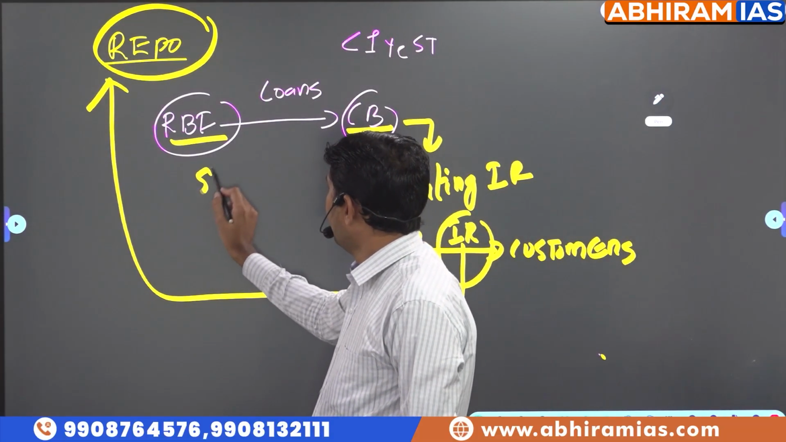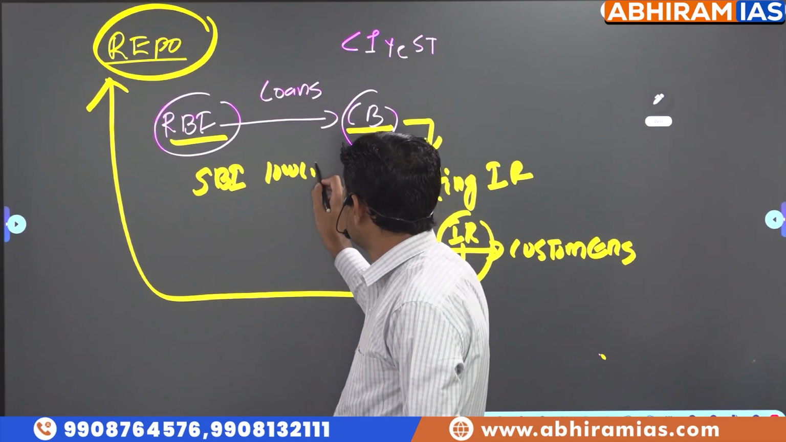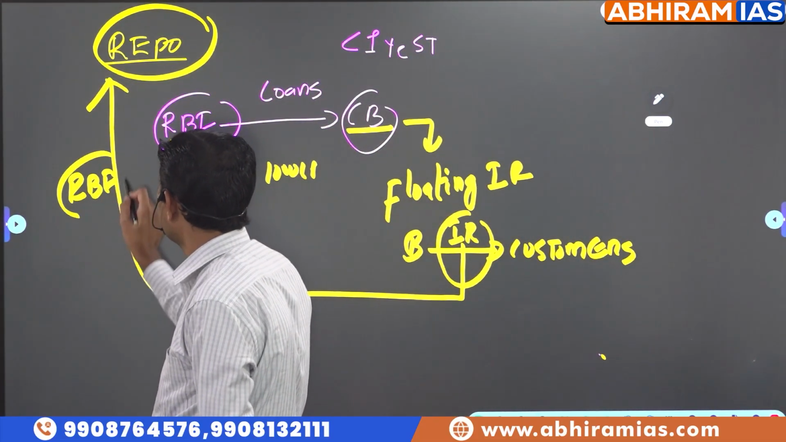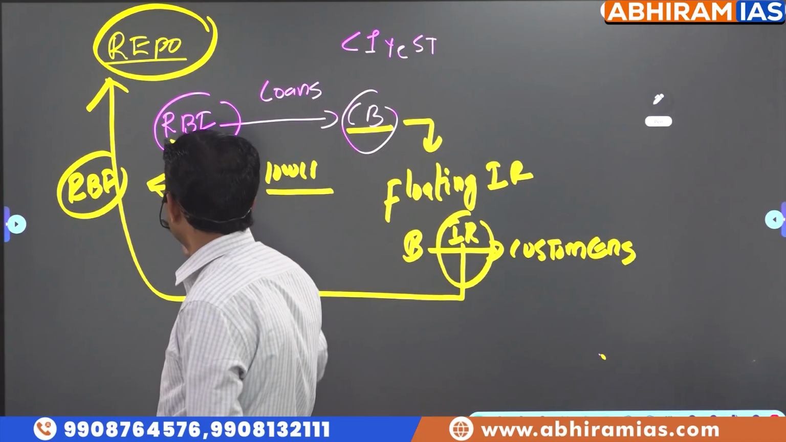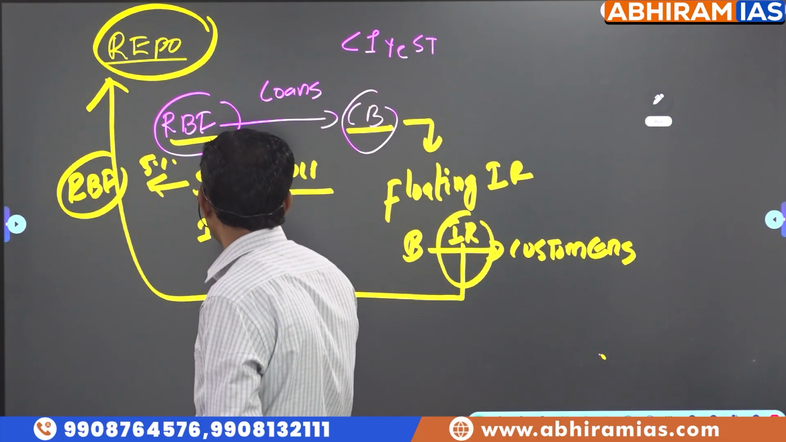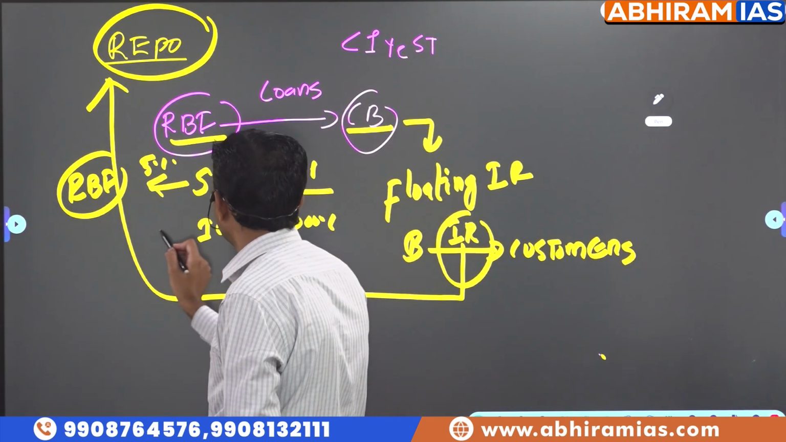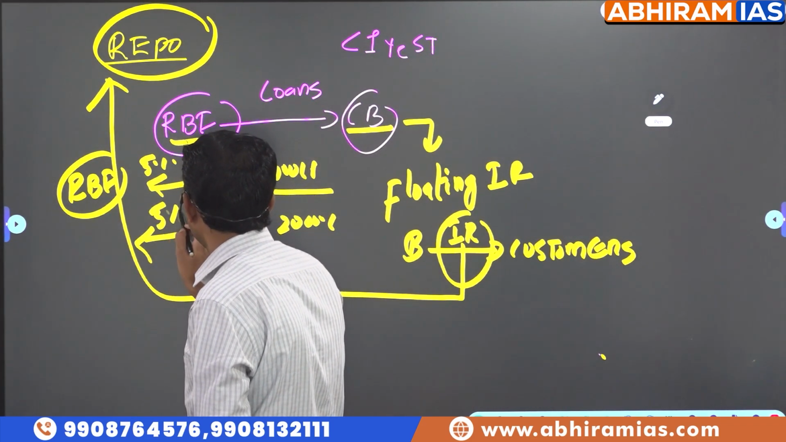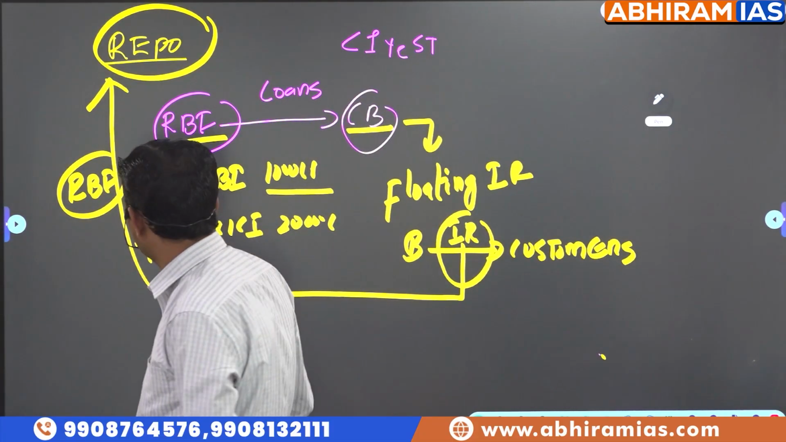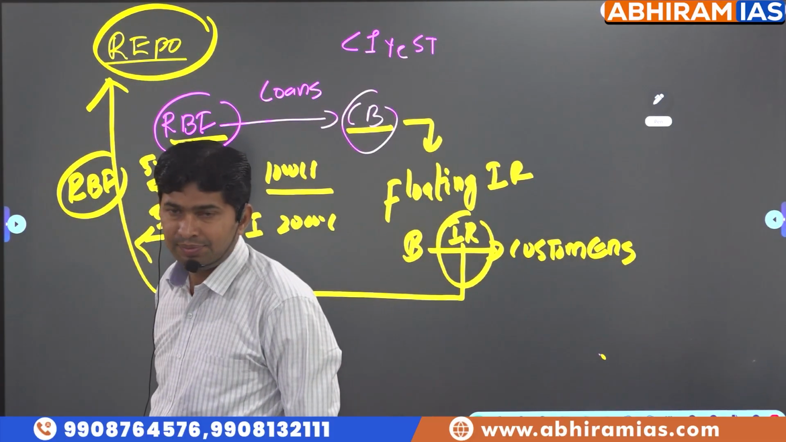Suppose SBI is taking a 1000 crore loan from RBI. RBI is giving it at a 5% rate of interest. ICICI is taking a 20,000 crore loan from RBI. RBI is giving it at a 5% rate of interest. This is the repo rate. Repo rate refers to the rate at which RBI provides loans to commercial banks.